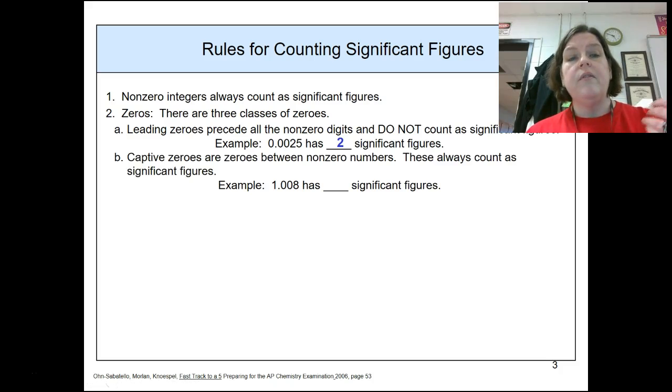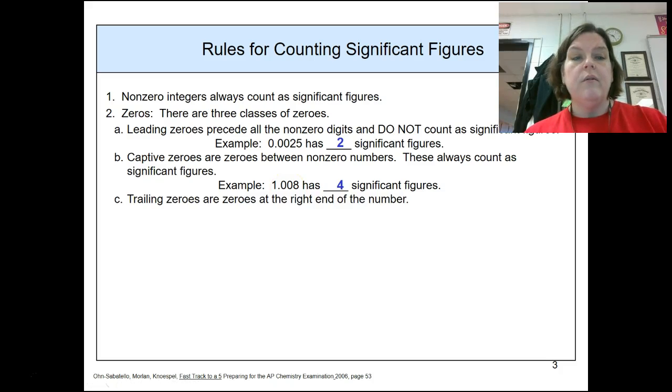Captive zeros. Captive zeros are zeros between 2 non-zero numbers. Anytime you have a captive zero, it's certain, and therefore it was measured, and it is significant. So here you see these 2 zeros right here between the 1 and the 8. The 1 and the 8 bookend the zeros. Therefore, we have 4 significant figures there because we have captive zeros.